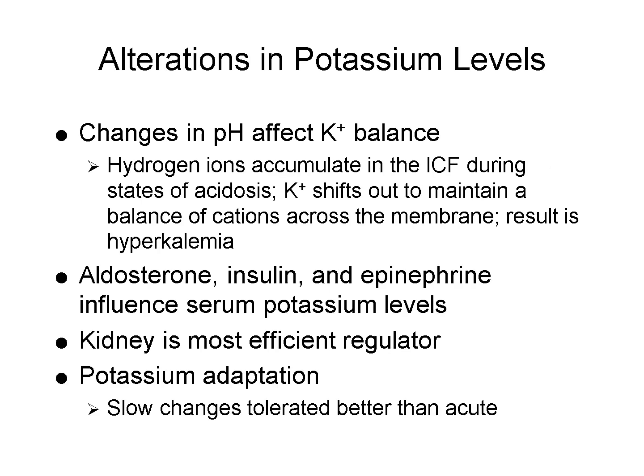Potassium balance is closely influenced by changes in pH. During states of acidosis, hydrogen ions accumulate within cells, causing potassium ions to shift out into the extracellular fluid to maintain electrical neutrality. This shift can result in hyperkalemia. Hormones such as aldosterone, insulin, and epinephrine also play important roles in regulating serum potassium levels. The kidneys are the body's most efficient regulators of potassium, ensuring its proper balance.